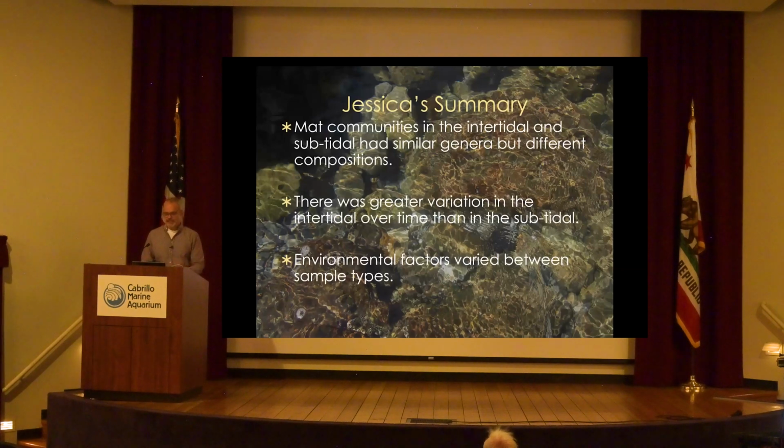So to summarize what Jessica found, she found that the mat communities in the intertidal and subtidal had similar groups of bacteria, but they were different in the aggregate compositions. And there seemed to be greater variation in the intertidal over time, and you saw that March intertidal one was much lower than the other samples. And that environment probably plays a role.